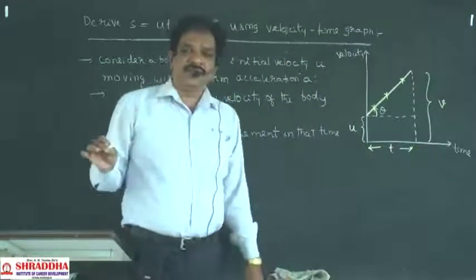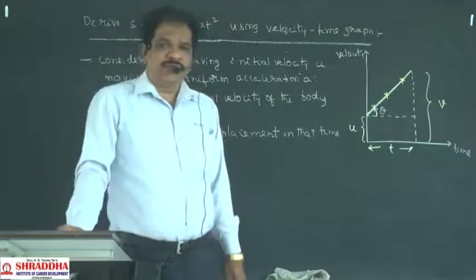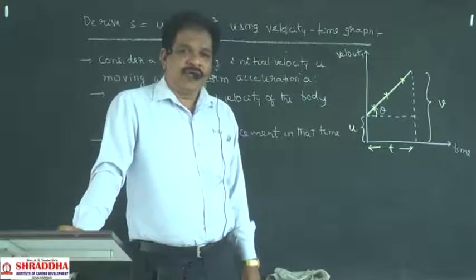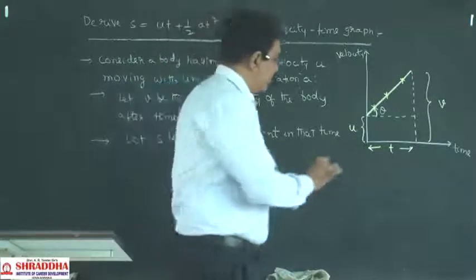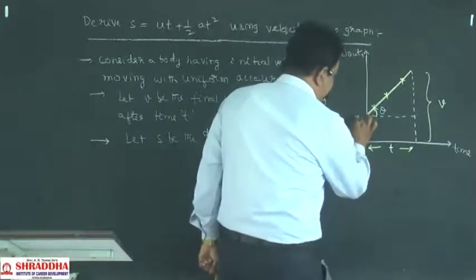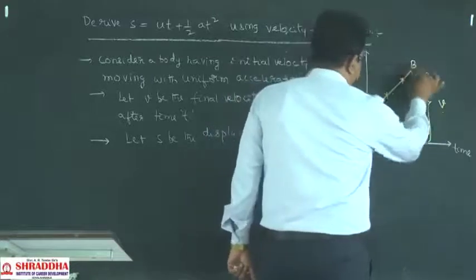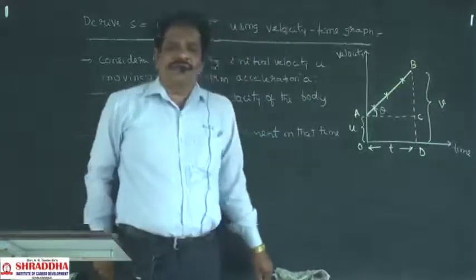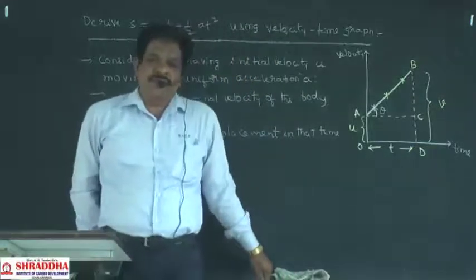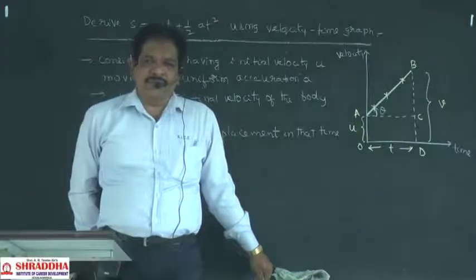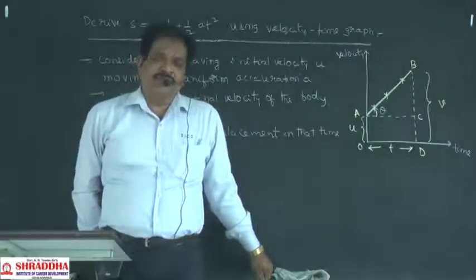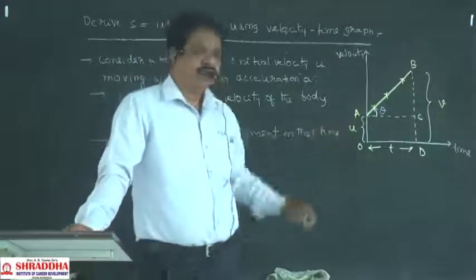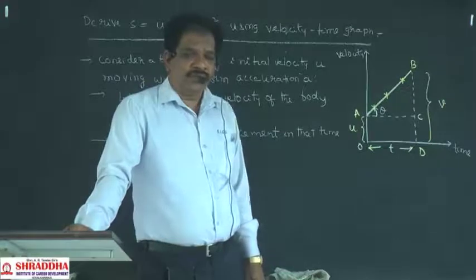In the first case, to derive v = u + at, we calculated the slope. We assumed the points like this: O, A, B, C, D. The slope of the graph is equal to tan theta, and tan theta is equal to BC by AC. Using that, we derived v = u + at.